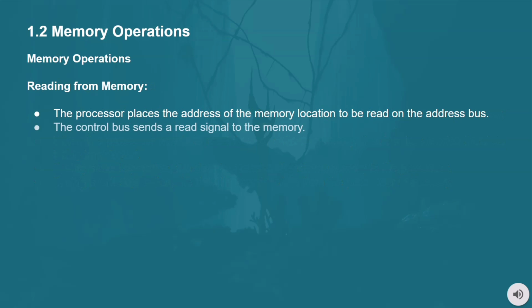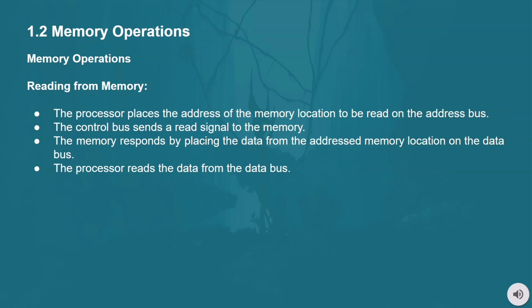Memory operations involve the processor using the address, control, and data buses to read from or write to memory locations, with the control bus managing the direction of data transfer.